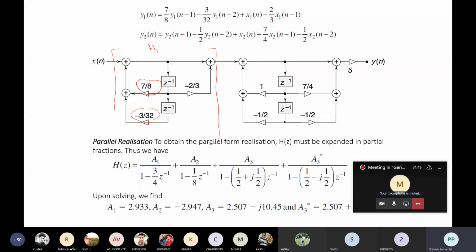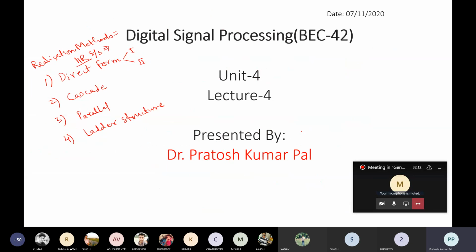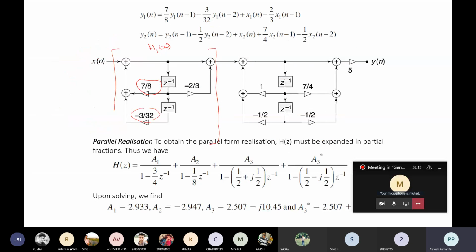So this is the realization for h1z. Similarly, we will again go for the h2z realization. In the h2z realization, the numerator is also second order and the denominator is also second order. Once we have the same order, the number of delay elements utilized will be maximal. So two delay elements will be required, and here will be the poles representation, and these are the zeros representation.